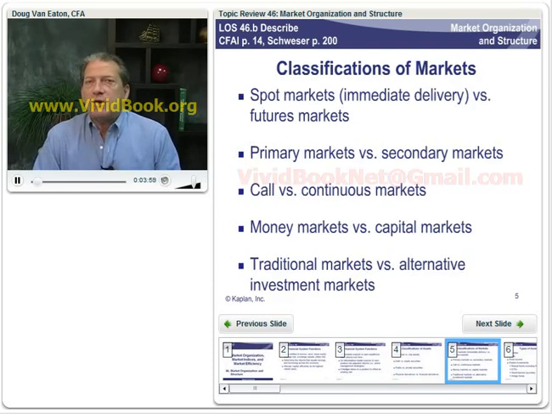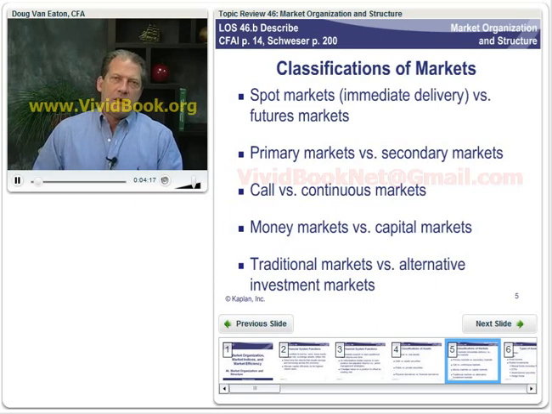Classification of markets. When we talk about spot markets, we're talking about the markets for immediate delivery, and the reason this becomes important is when we talk about futures markets, if we're talking about July wheat futures, then we're talking about delivery of wheat in July and the price being the price for July wheat rather than wheat right now.